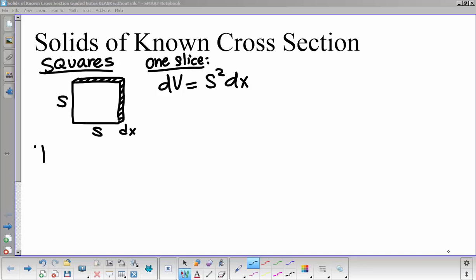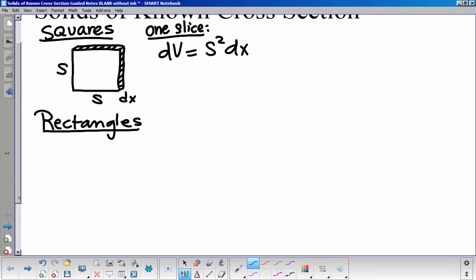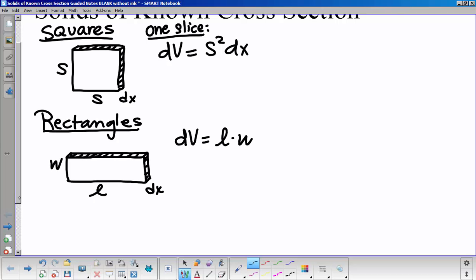Alright, so we could have a cross-section that's a square. What other cross-section could we have? We could have a cross-section that's a rectangle. So we draw a rectangle. That's the area of the face, and then it's going to have a thickness of dx. So one of the slices will be dx, and the area is length times width. And so one slice of volume will be L times W times dx.